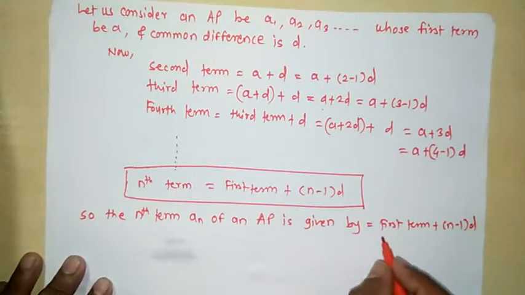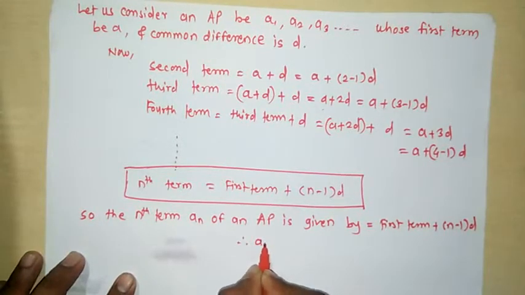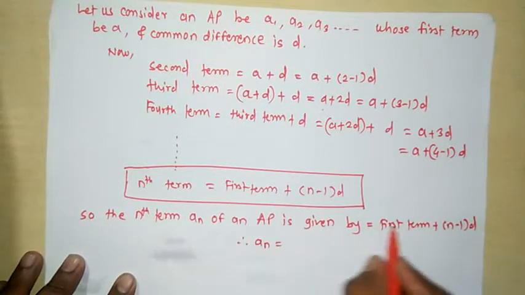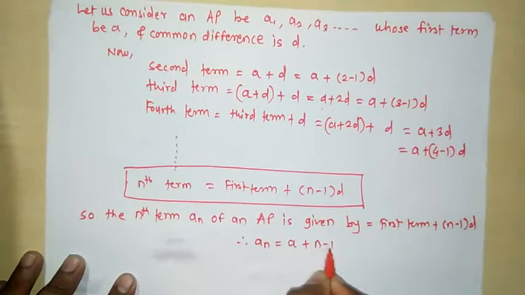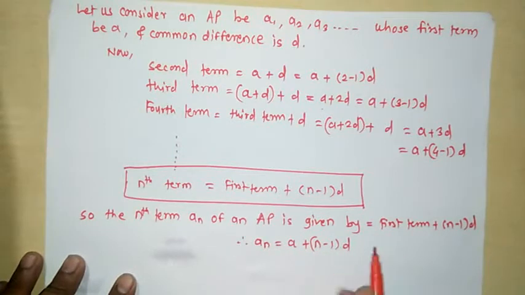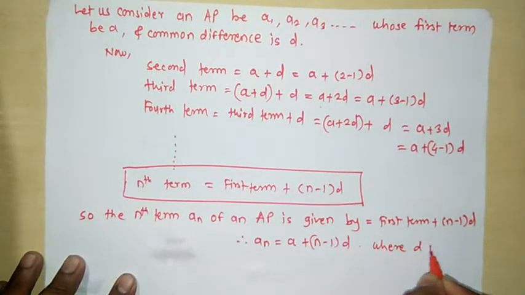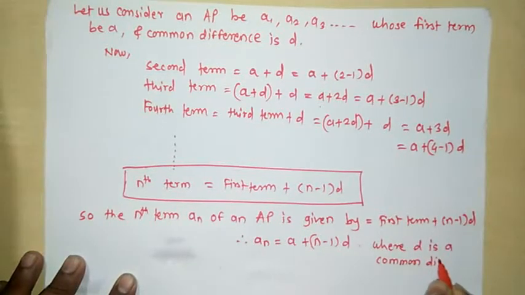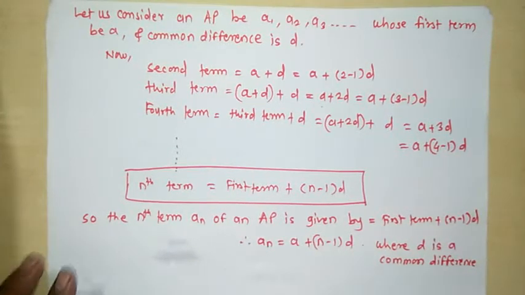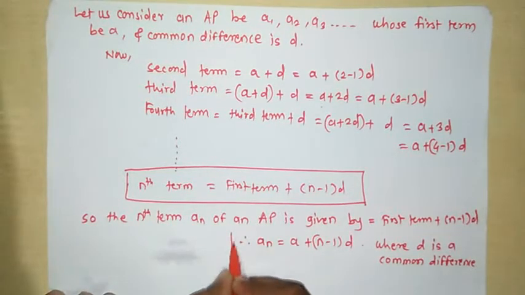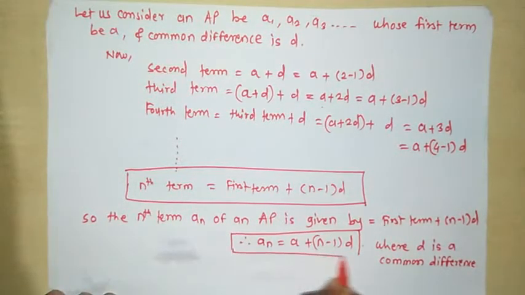This can also be denoted as an is equal to the nth term, which is A plus n minus 1 into D, where D is the common difference. Now an is also called the general form of an AP.